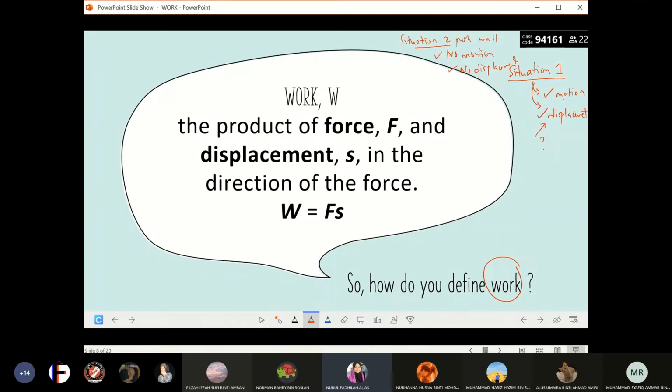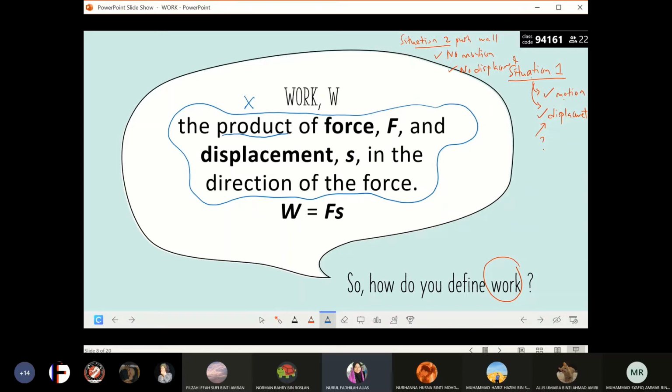Okay, now this is the definition of work. Work is the product. What is product? Product means multiplication. Work is the product of force and displacement in the direction of the force. If you have written the word product, you don't have to write times. Don't say work is the product of force times time. That is wrong. You just mention the product of force and displacement, because product already means multiplication. This definition you should write in your notebook, so you need to know this one.